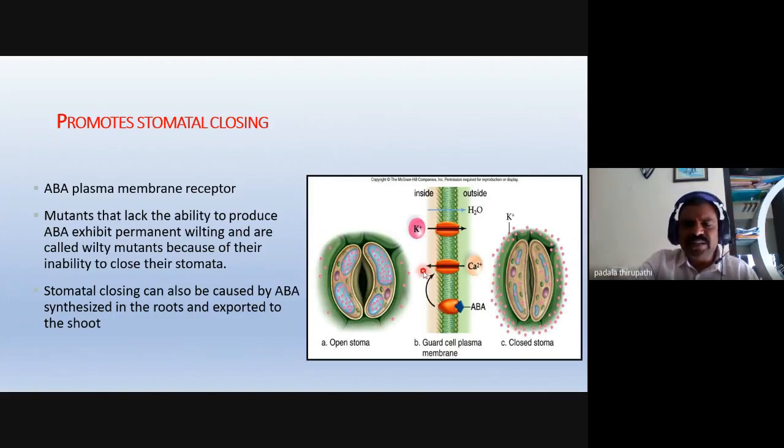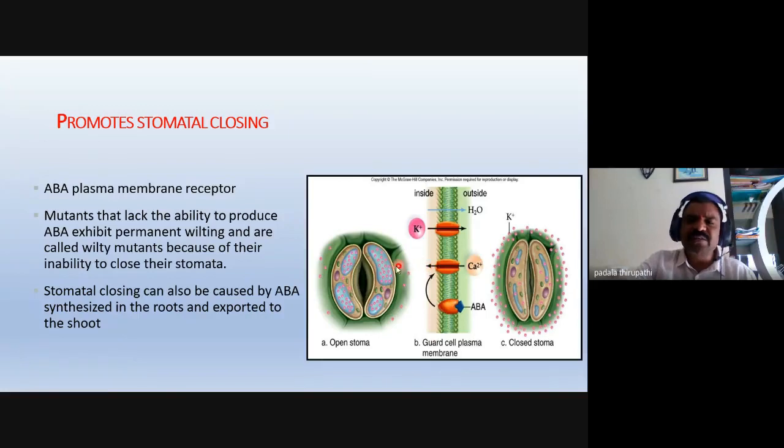Whenever potassium ion enters the guard cell, the stomata open. But when the potassium ion moves from inside to outside of the guard cell, then automatically the stomata close. So this is the inside and this is the outside. Water molecules and potassium ion move from inside to outside, then automatically the guard cell closes the stomata. At the same time, calcium ion enters the guard cell.